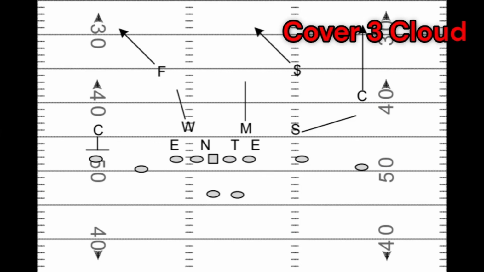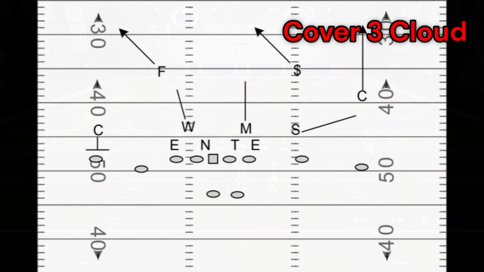Now, you also have cover 3 cloud. This is a coverage that will be presented here, at least. It looks like cover 6 in the diagram, right? Because what do we have? We have 1 high safety, 2 high safeties, off technique. This looks like cloud technique, away from the nickel. Our read is here. We expect him to bail. Okay, hey. This looks like cover 6, right? At least in the diagram. Yeah, and that's why cover 3 cloud is so dangerous, because it can look just like cover 6.